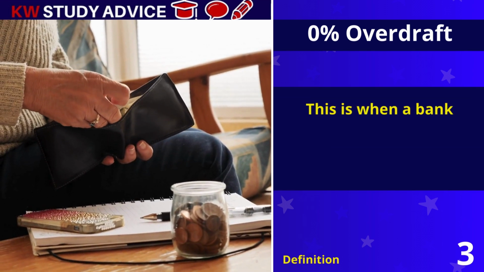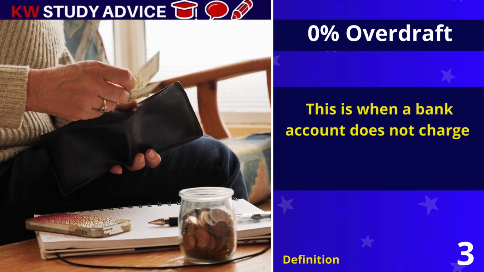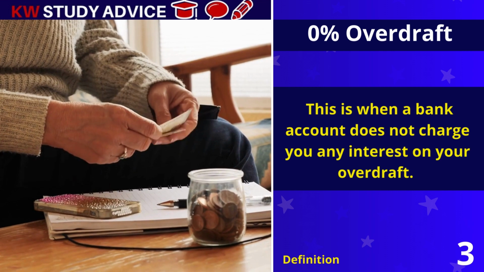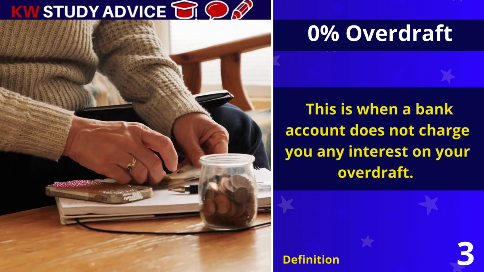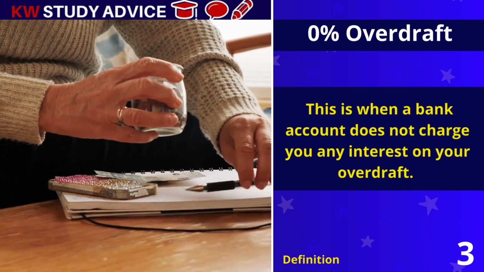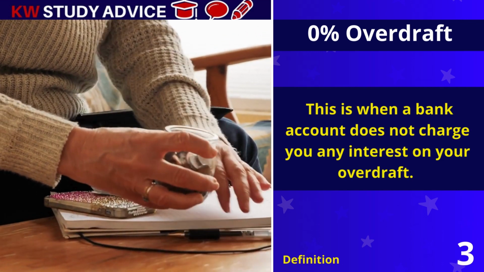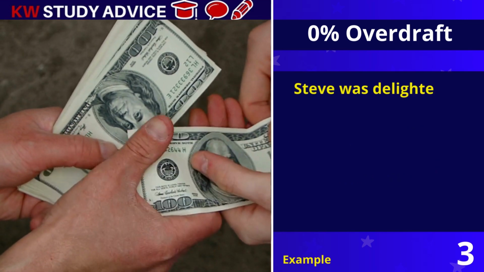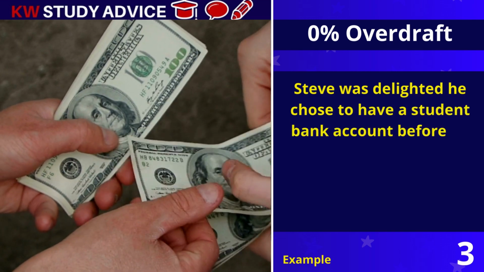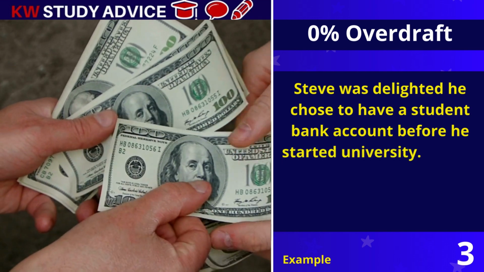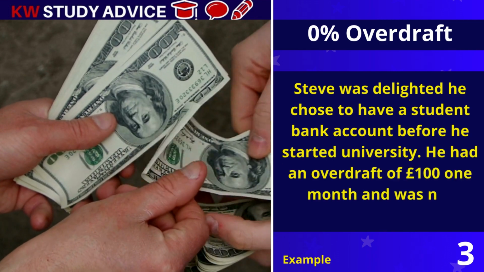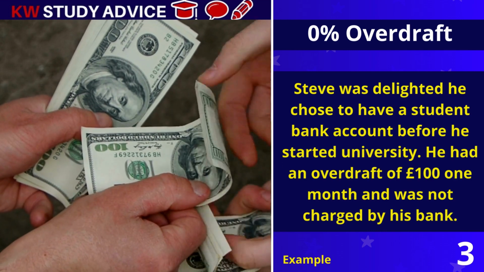So this is when a bank account does not charge you any interest on your overdraft. That's interesting. So let's now take a look at an example of how we can use 0% overdraft in everyday sentences. Steve was delighted he chose to have a student bank account before he started university. He had an overdraft of £100 1 month and was not charged by his bank.